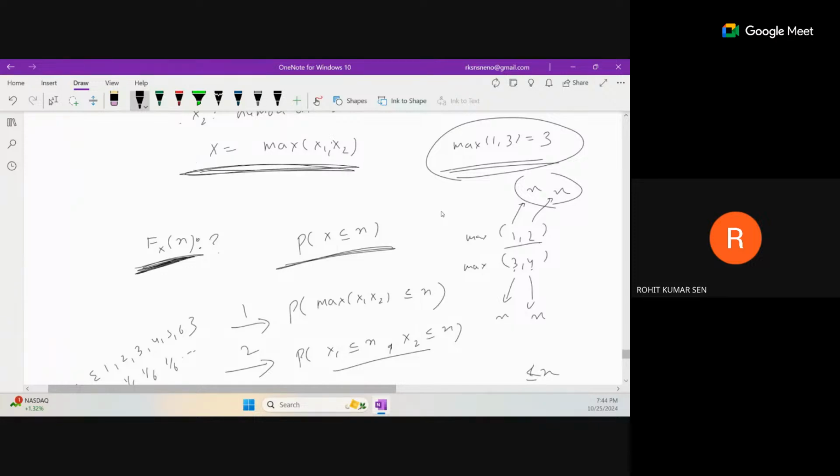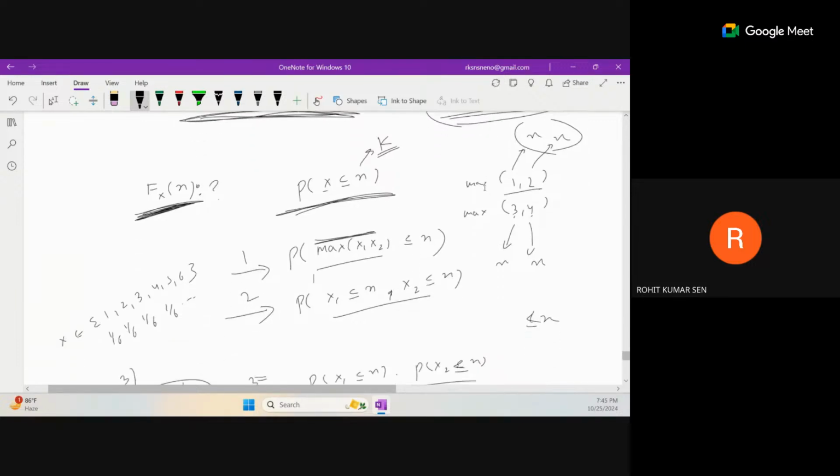CDF for this is what? How is my CDF defined? What is my definition of CDF? It is the probability of X less than or equal to x. You can also replace it with k. Same thing: you plug in the value of k, it will give you the probability of X less than or equal to k. What was my X? It was the max of x1, x2. An important step taken by me: max of x1, x2 less than or equal to x is equal to what? x1 less than or equal to x, x2 less than or equal to x.